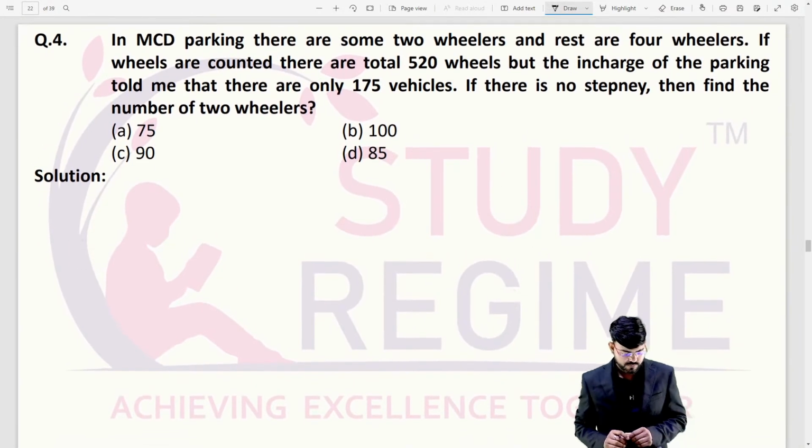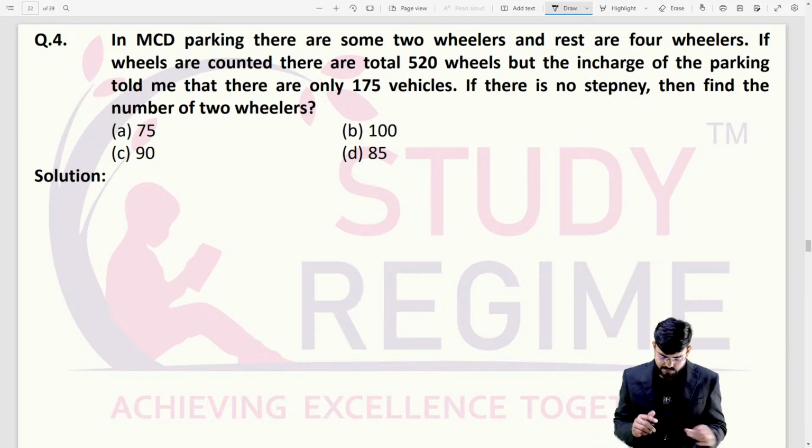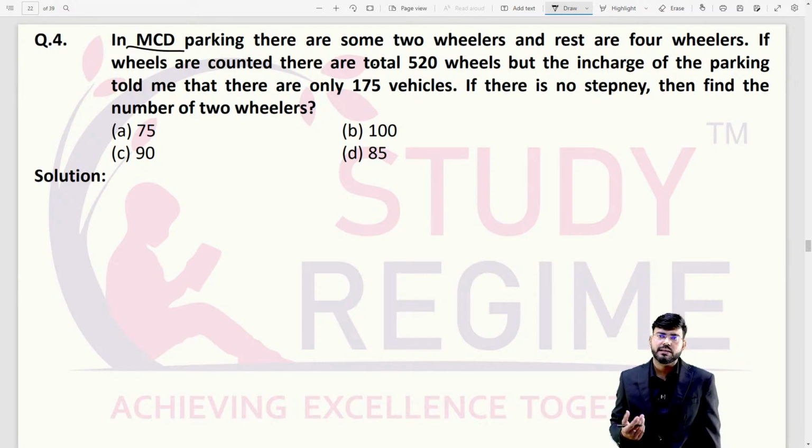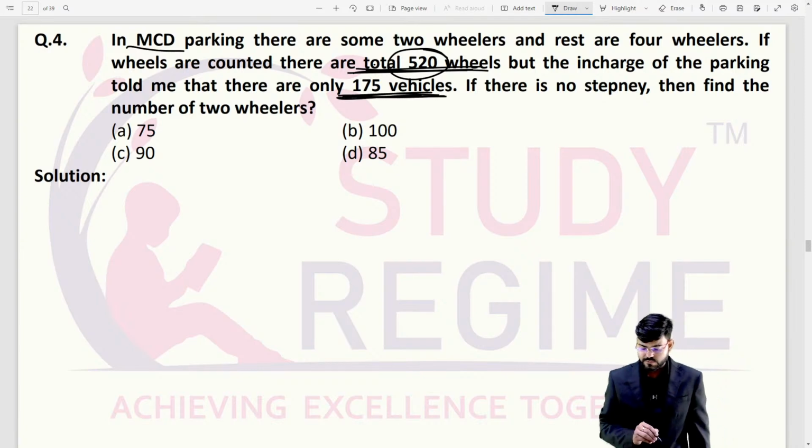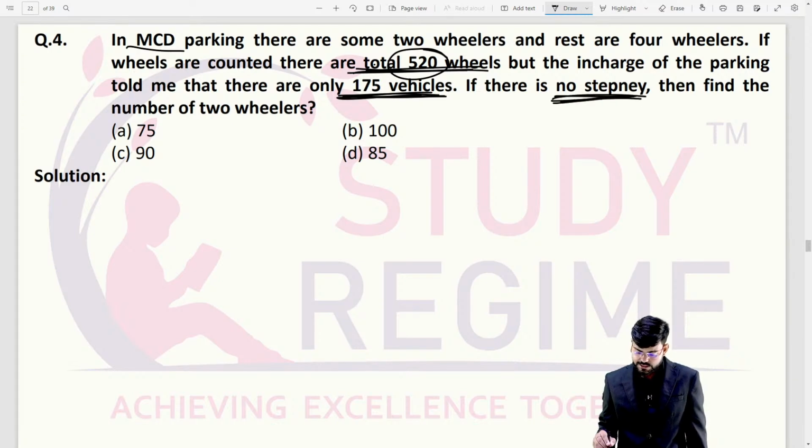Question number 4. What is written in this question? In MCD parking, there are some 2-wheelers and the rest are 4-wheelers. Okay. If wheels are counted, there are a total of 520 wheels. But the in-charge of the parking told me that the total number of vehicles is 175. If there are no extra wheels, then we have to find the number of 2-wheelers.